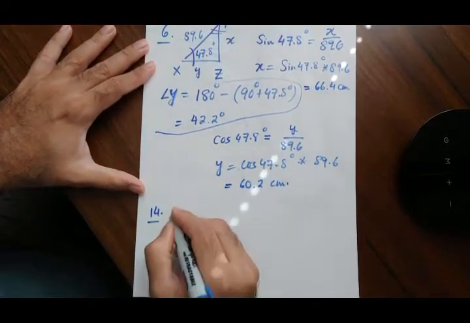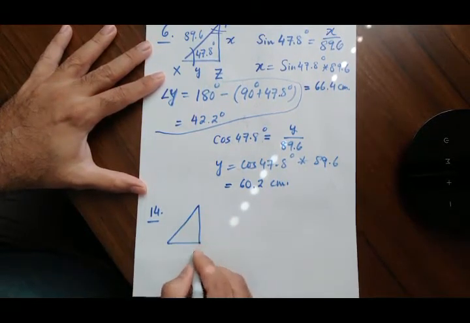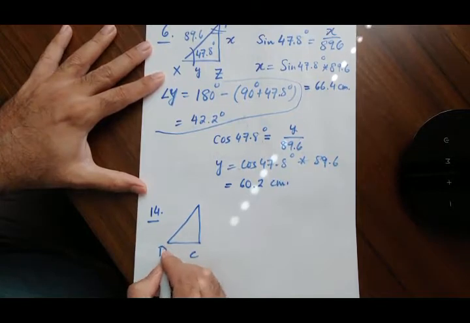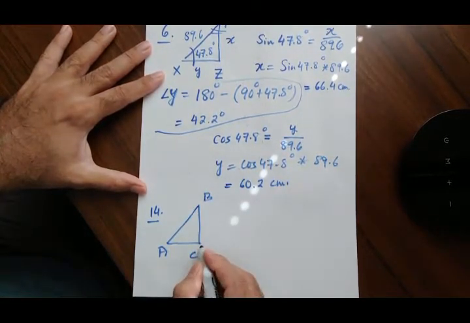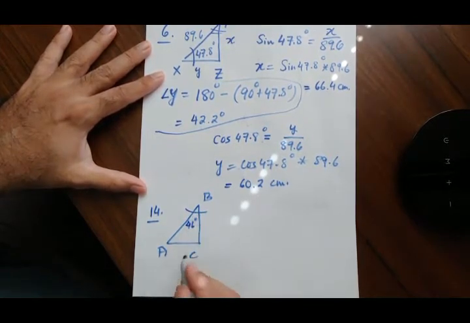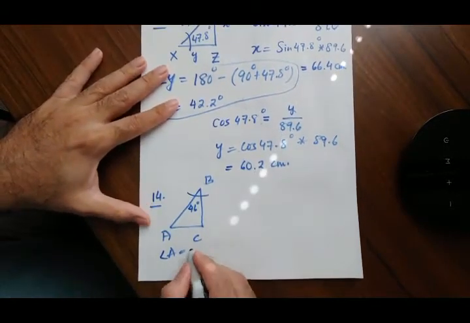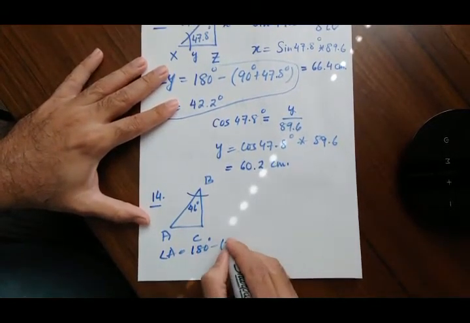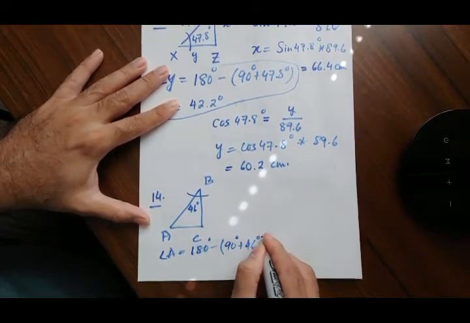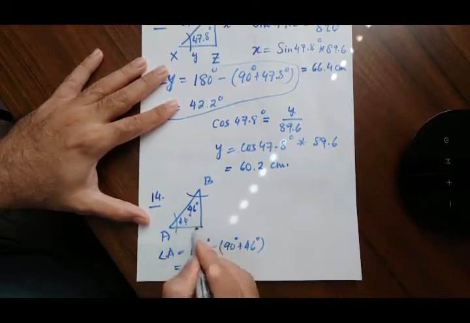Let's try another problem, number 14. Here is a little triangle here. C is the right angle here, and B is given as 46 degrees. So if I know B, I can find A. Angle A will be 180 minus (90 plus 46 degrees), which is 44 degrees. So I know this angle too, 44 degrees now.